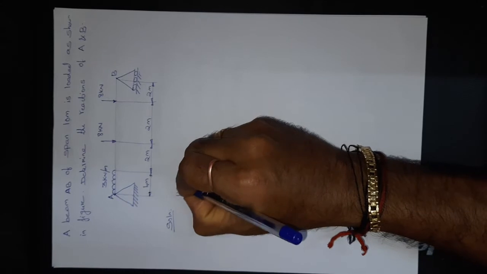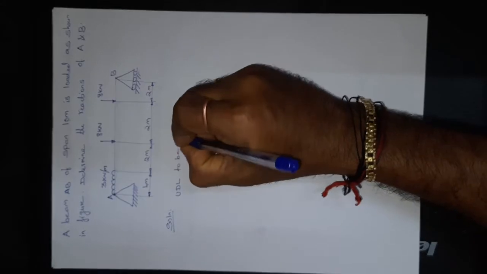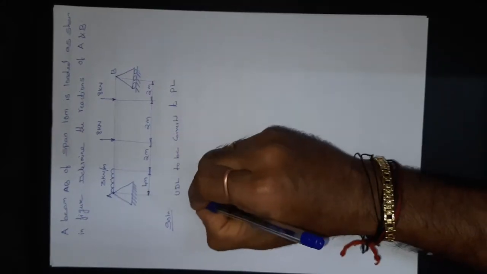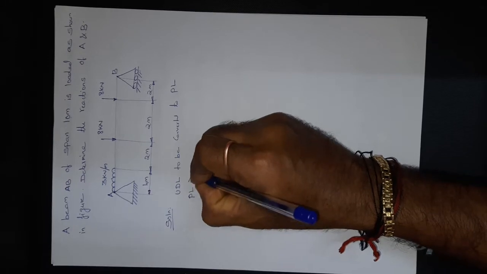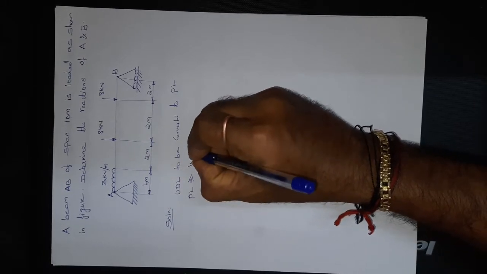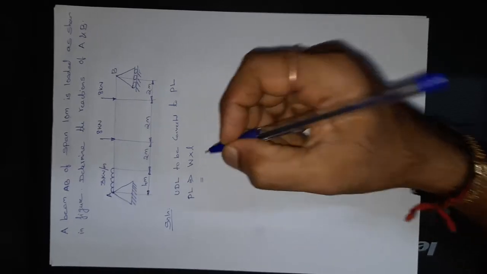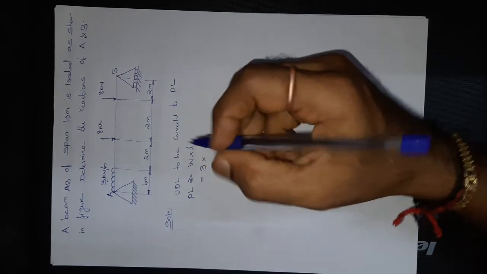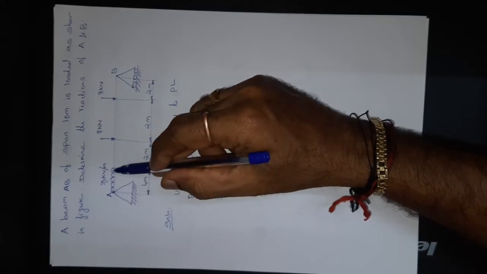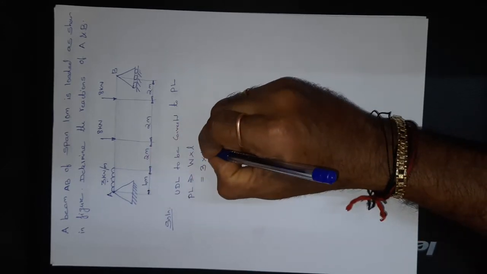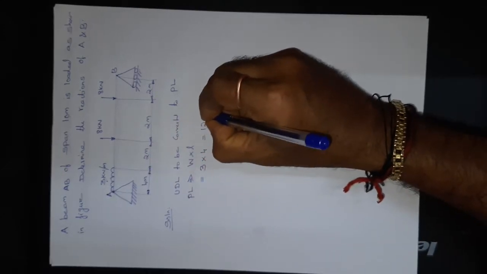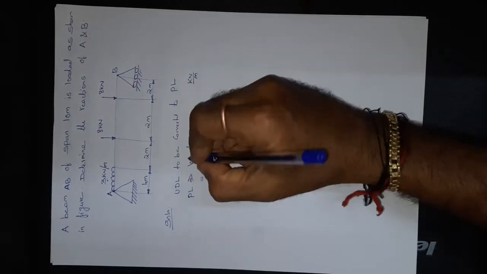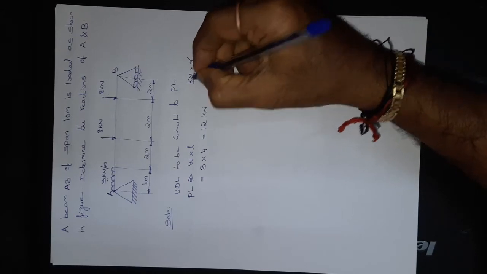So UDL to be converted into point load. The formula for UDL to point load is equal to W into L. W is nothing but the intensity of the load, which is 3, into L. L is nothing but the span length, which is 4 meter, right? So it is equal to 12 kilonewton. Look at here, this W is in kilonewton per meter and L is in meter. If you cancel it, you will get kilonewton.